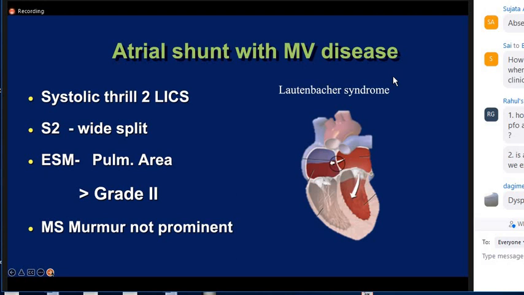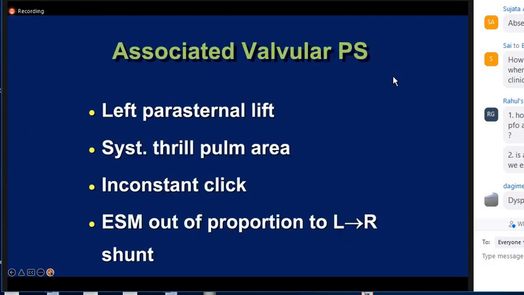In case of Lutembacher syndrome, because of the mitral stenosis, the amount of shunt through the ASD is quite significant. You will have wide fixed splitting, an ejection systolic murmur beyond grade 3, and the mitral stenosis murmur may not be there, because the amount of blood going through the mitral valve may be too small to produce that kind of pre-systolic accentuation of the mid-diastolic murmur.